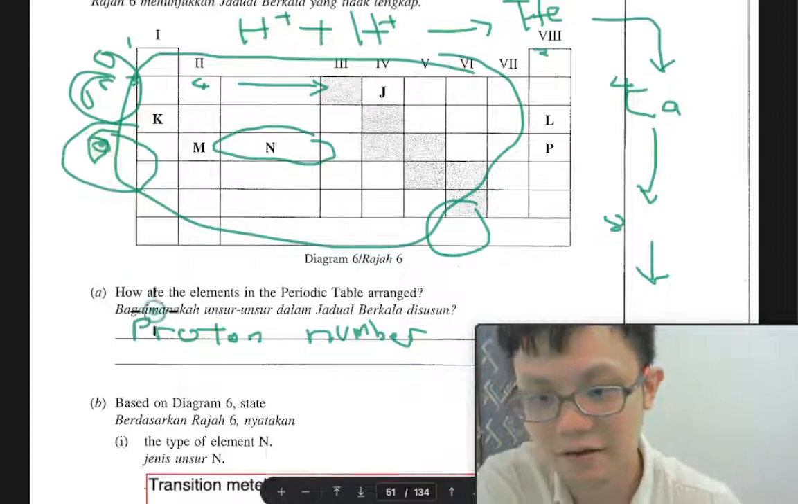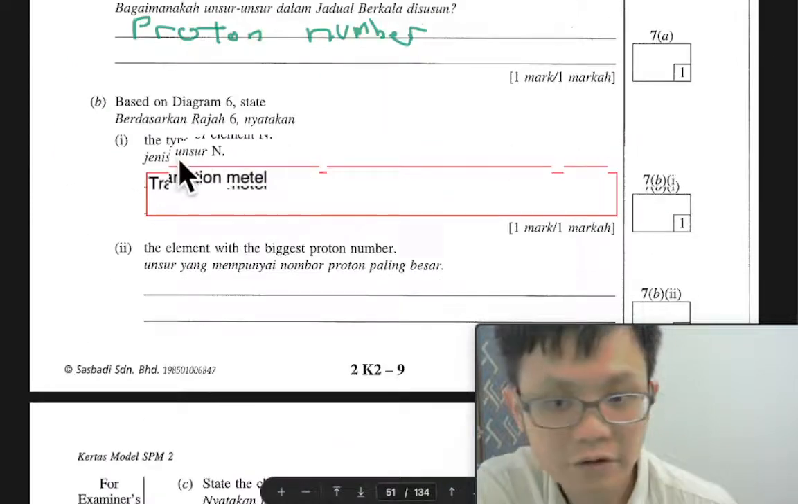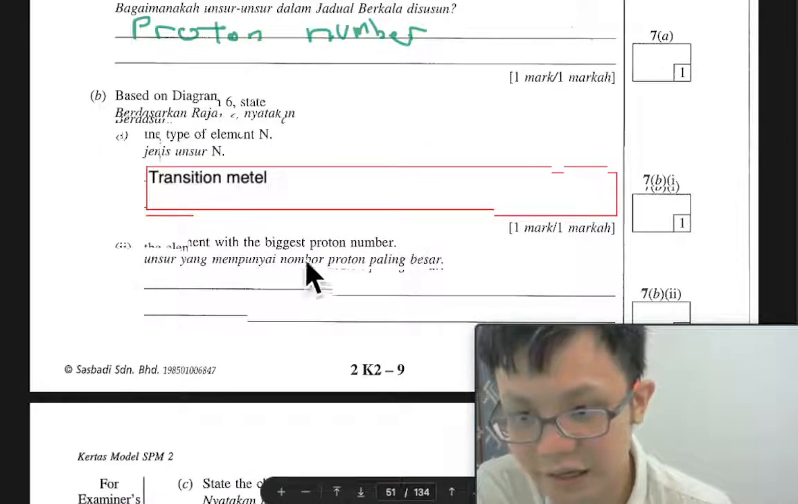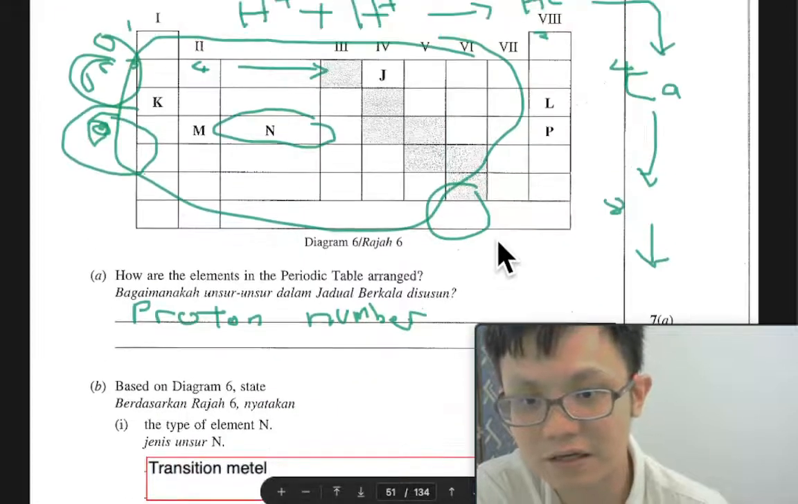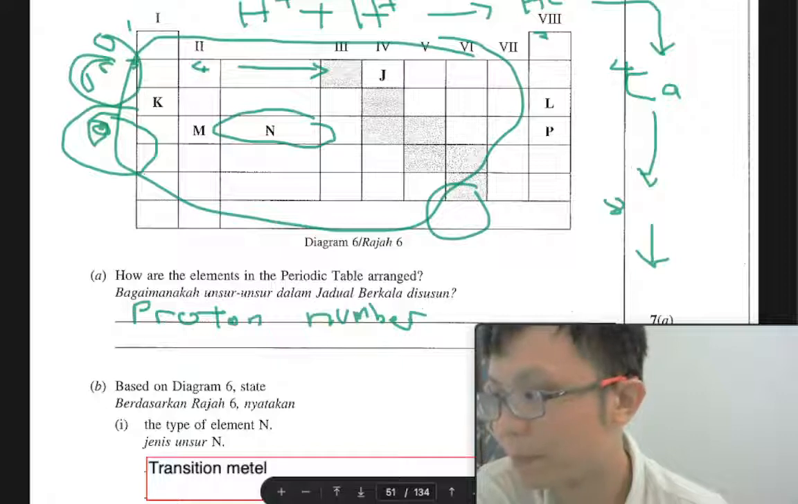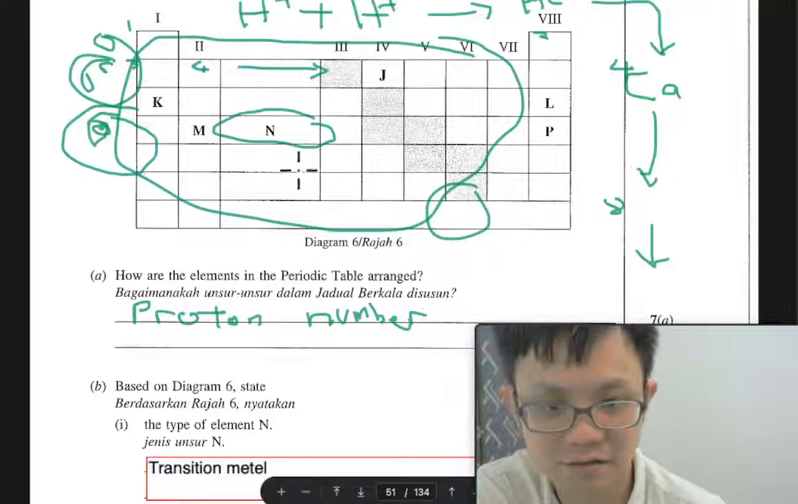It is the shell. Okay, following next question: the element with the biggest proton number. So what is the element with the biggest proton number? Easy peasy question.